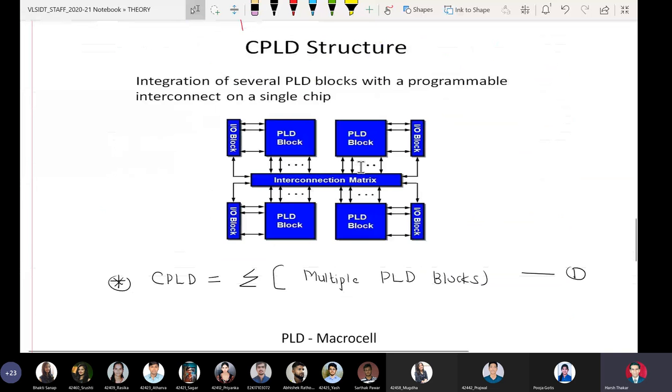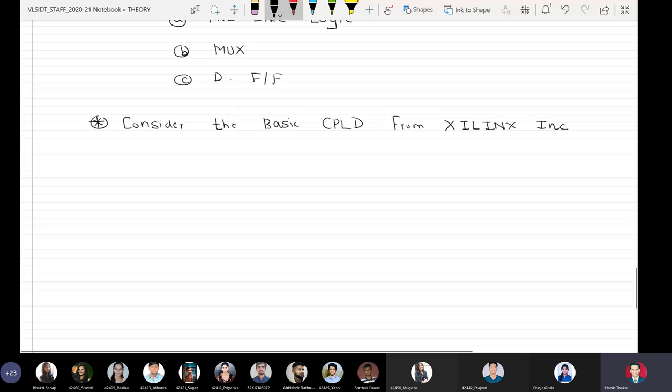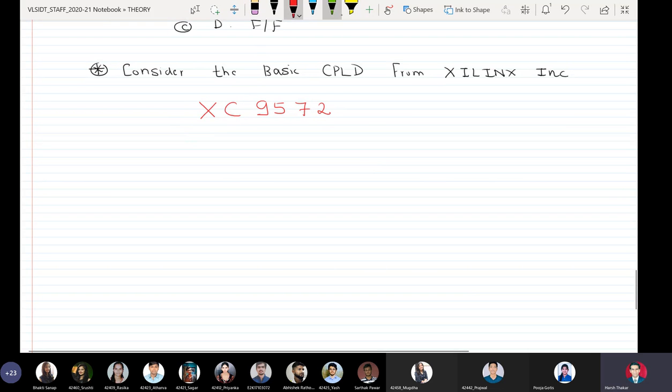Now I will write down some sample numbers from Xilinx. Okay, consider the basic CPLD from Xilinx Incorporation. So the number is XC9572. Okay, let us now understand what it means.